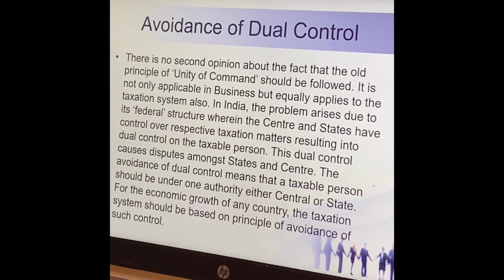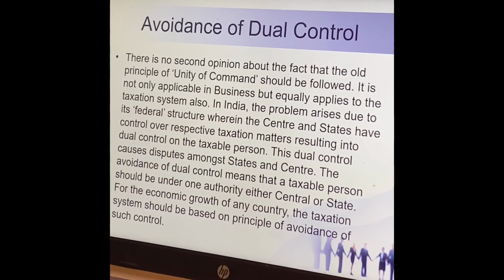So now, the principle of unity of command should be followed. It is not only applicable in business but equally applies to the taxation system also. In India, the problem arises due to its federal structure, wherein the center and states have control over respective taxation matters, resulting into dual control on the taxable person. That means, if you see this line, dual control on the taxable person, we'll see that a person has liability and is accountable to two governments, which is central and state. That is the dual control we are discussing here.